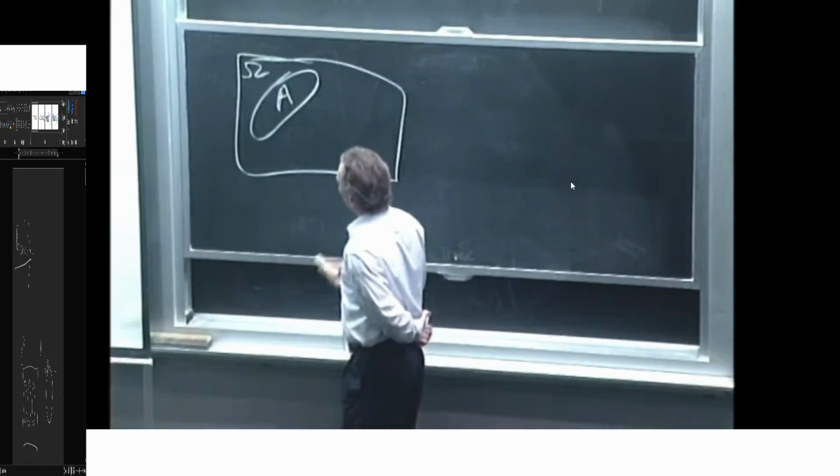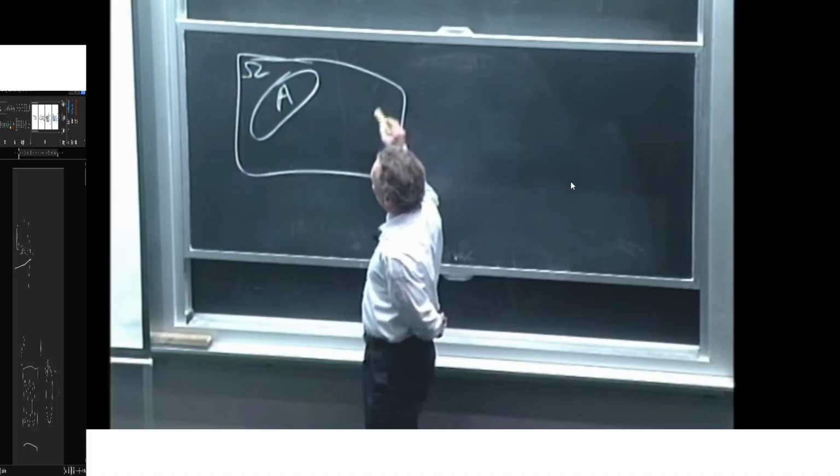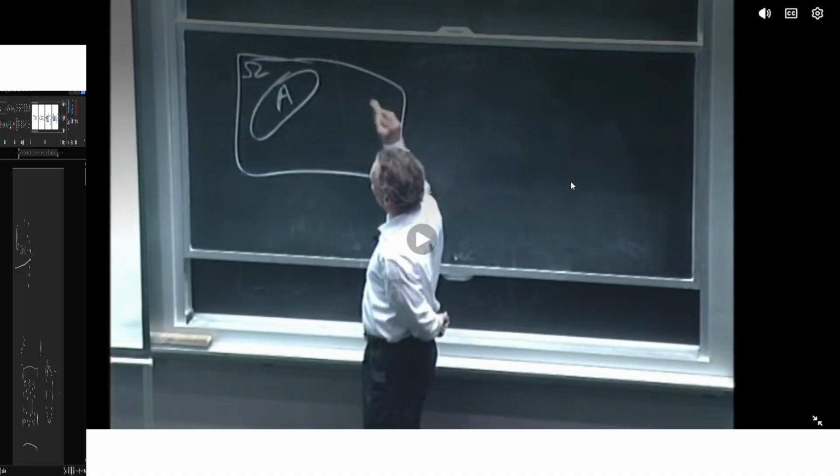Or this is the probability that when we do the experiment and we get an outcome, it's the probability that the outcome happens to fall inside that event.